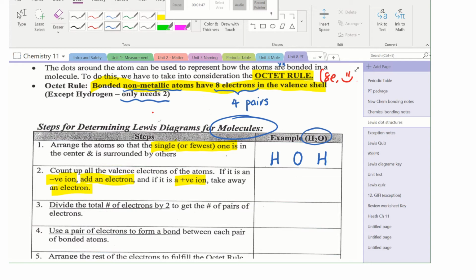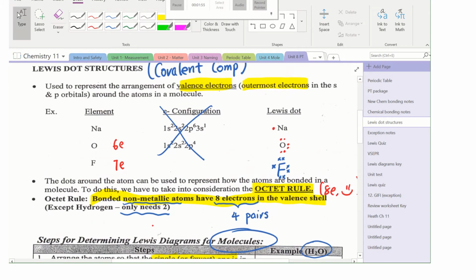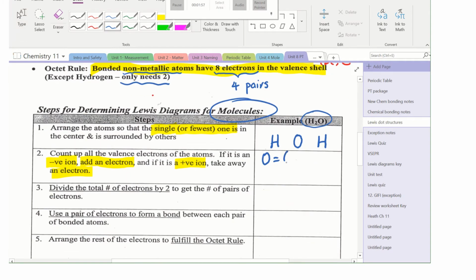For oxygen, we just did that a couple seconds ago. Oxygen has 6 valence electrons, so just write down 6 here. And hydrogen, we have 2, so 2 times 1 is 2 electrons. We add them up, and that gives you a total of 8 valence electrons.